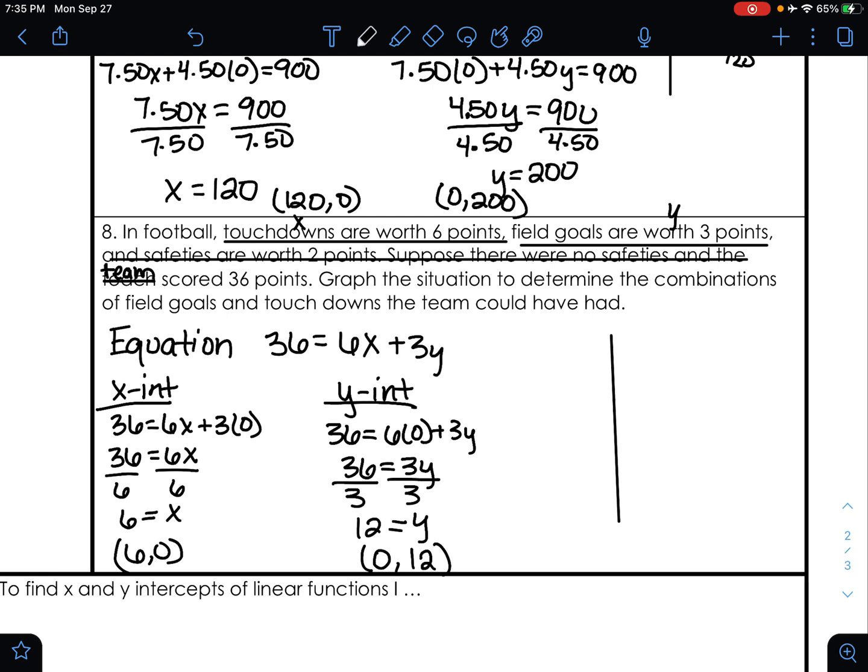So on a graph, what this would look like is 12 field goals somewhere up here, 6 touchdowns somewhere down here. Everything in between would be a combination of touchdowns and field goals that would add to get me 36 points.